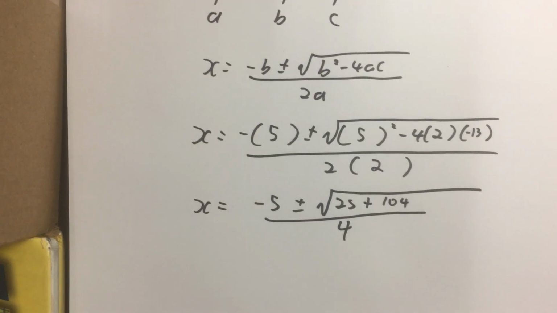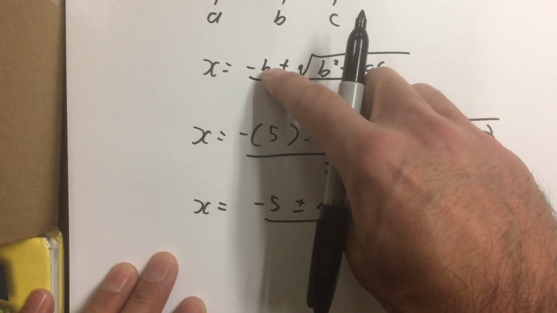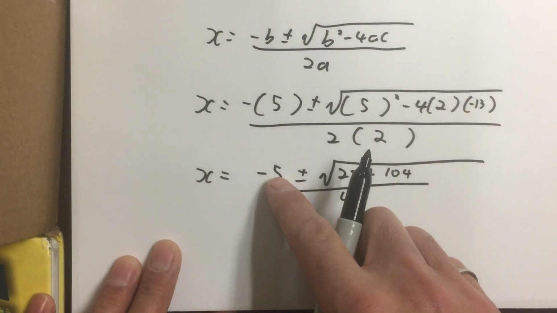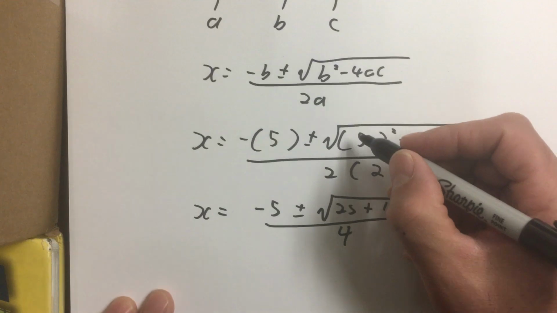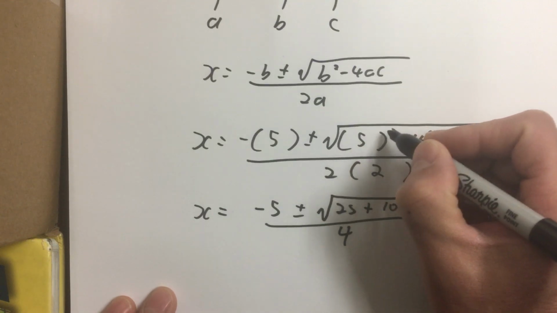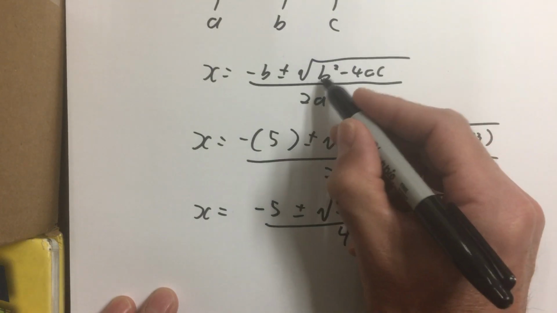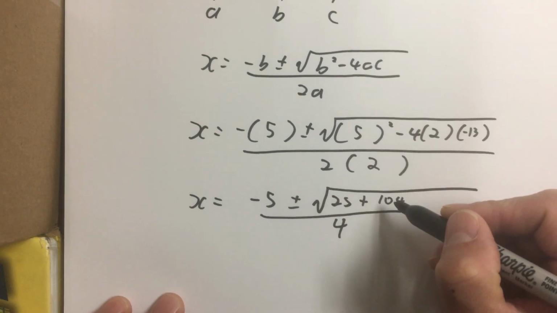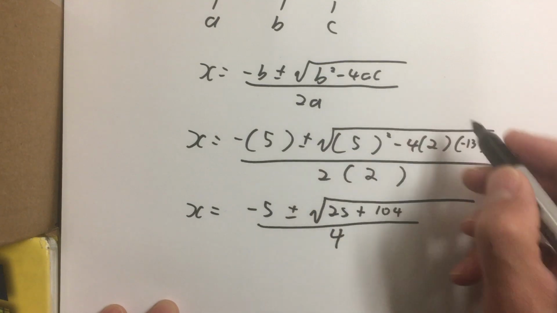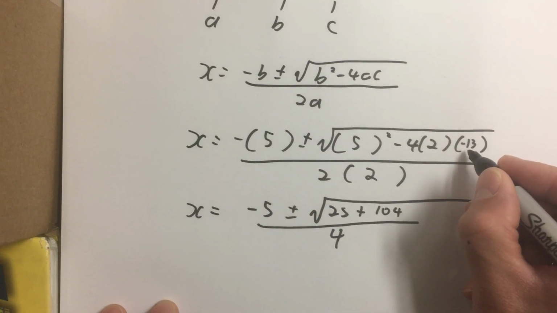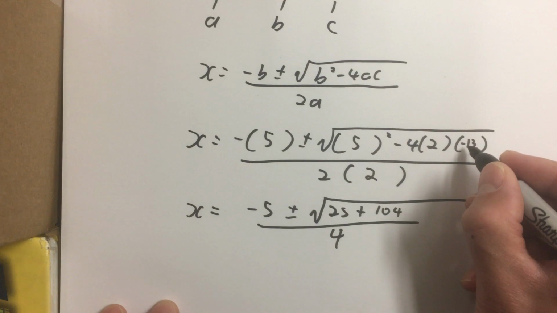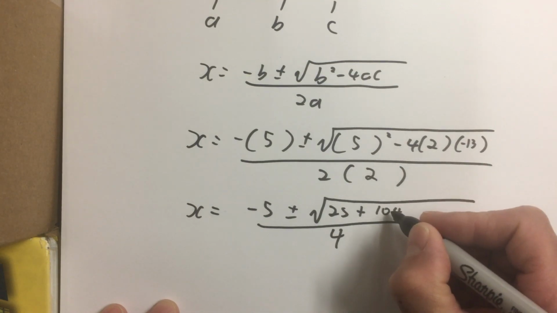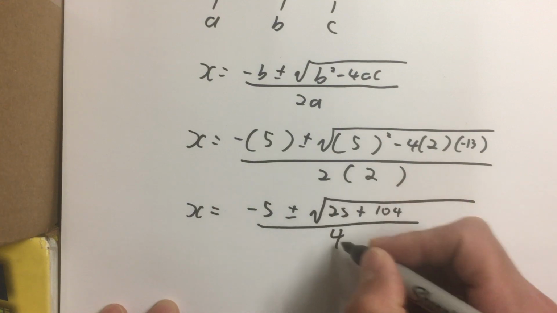Just be careful with your positives and negatives. I have negative b, and b is positive, so it comes out negative. B is positive, and everything squared is positive, so my 5 squared is 25. This part's a bit tricky. Minus 4ac. C is negative 13. So when I subtract a negative, it becomes positive. A positive 4 times 2 times 13 goes here. And then on the bottom, 2 times 2 is 4.